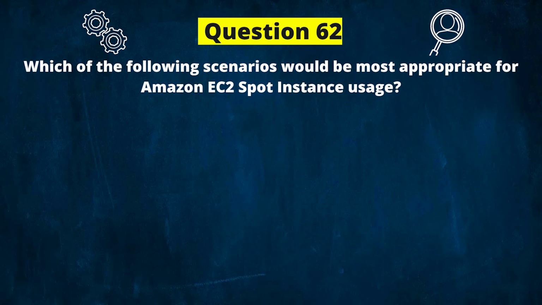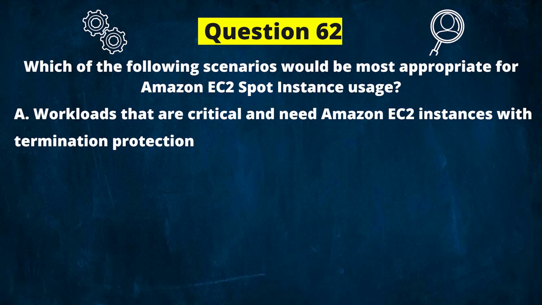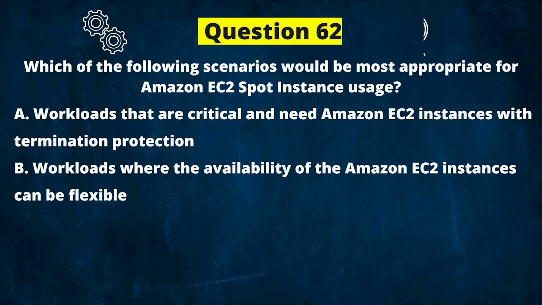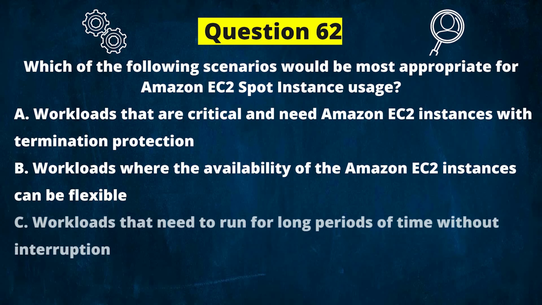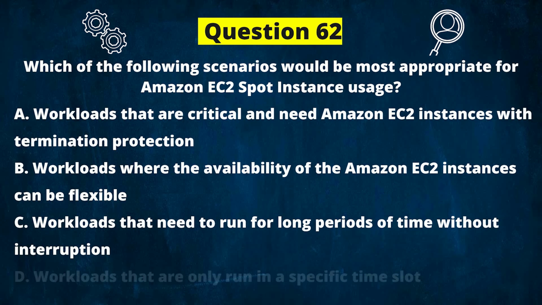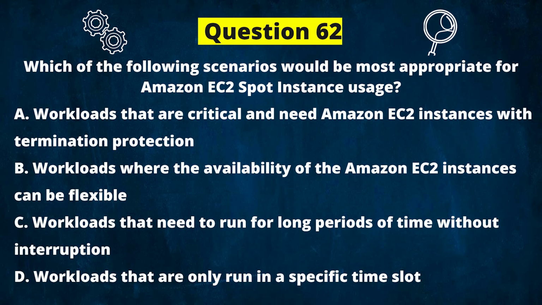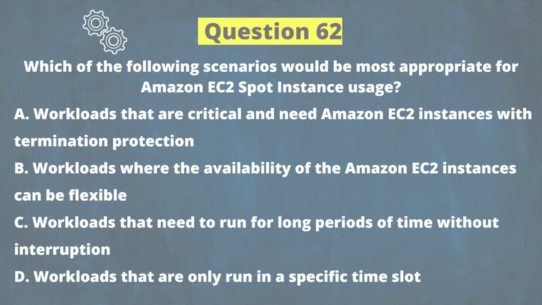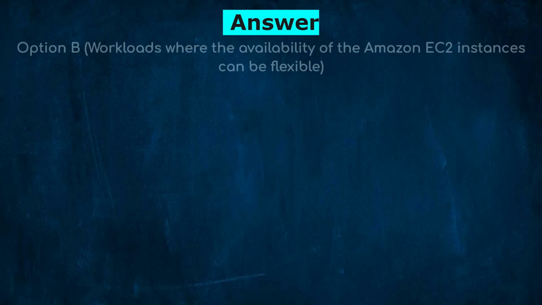Next question. Which of the following scenarios will be most appropriate for Amazon EC2 Spot instance use? And the options are A. Workloads that are critical and need Amazon EC2 instances with termination protection. B. Workloads where the availability of the Amazon EC2 instances can be flexible. C. Workloads that need to run for long periods of time without interruption. D. Workloads that are only run in a specific time slot. And the correct answer is option B.